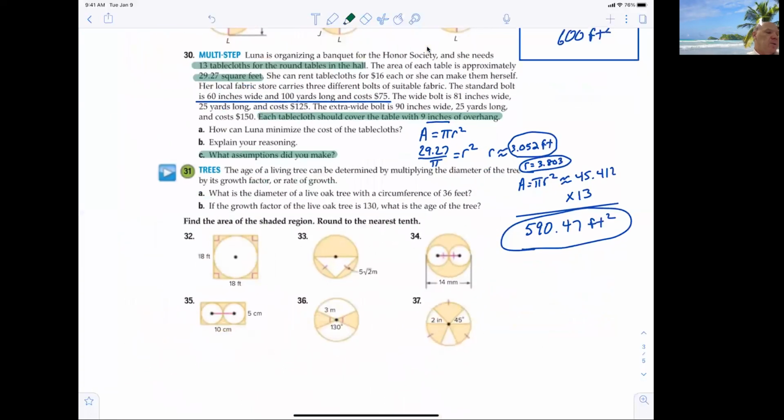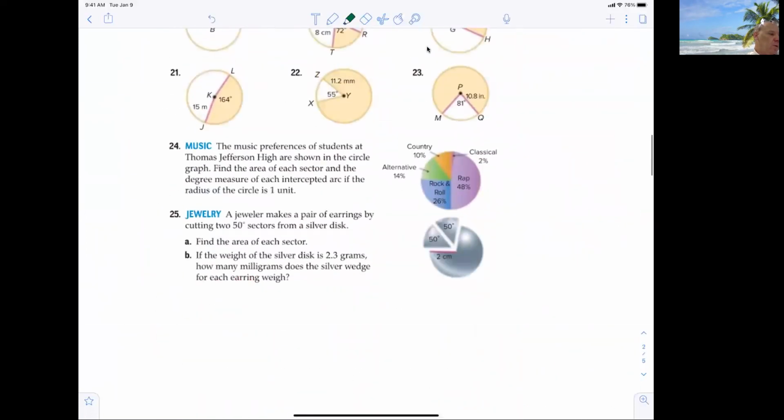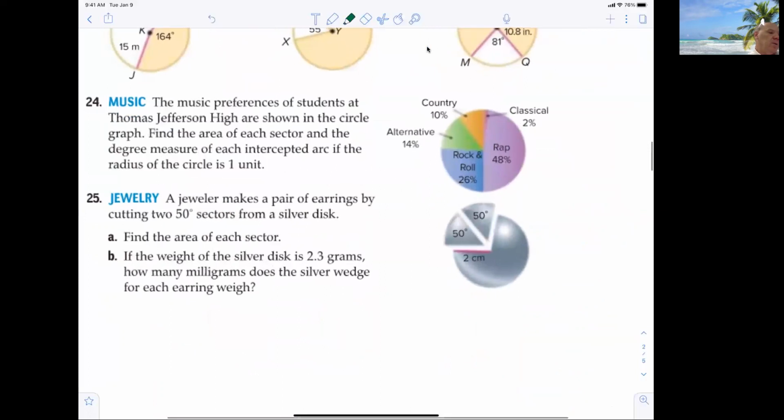Tell me about something else now. What? 24. Okay, yeah, this should be relatively easy. These are always on the ERBs too.